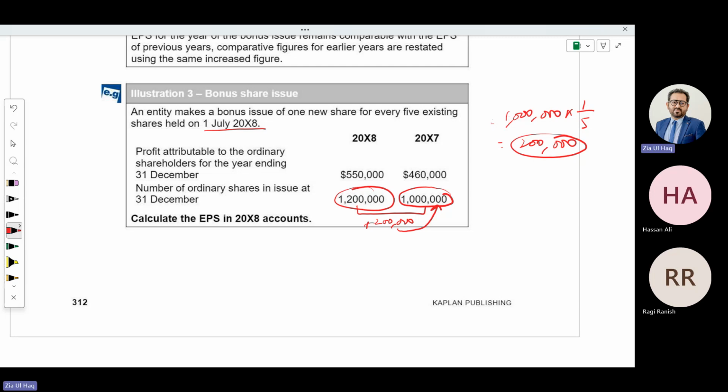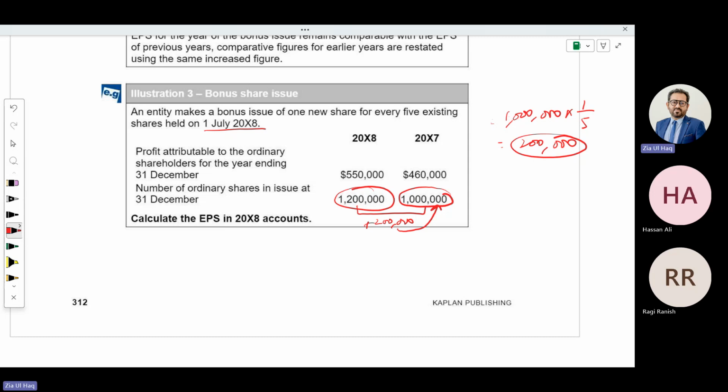We will not proportionate a bonus issue as we proportionate the normal cash issue of shares. If shares are issued for cash during the year, we will need to proportionate according to months. But in case of a bonus issue, we will not proportionate according to months. We will consider this bonus issue at what date? At the start of the year. I mean, we will include these bonus issue shares with the opening shares.